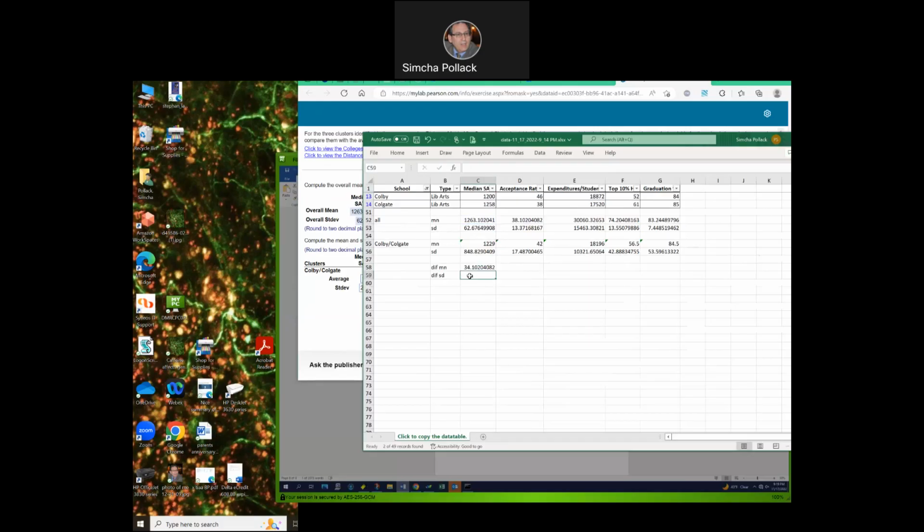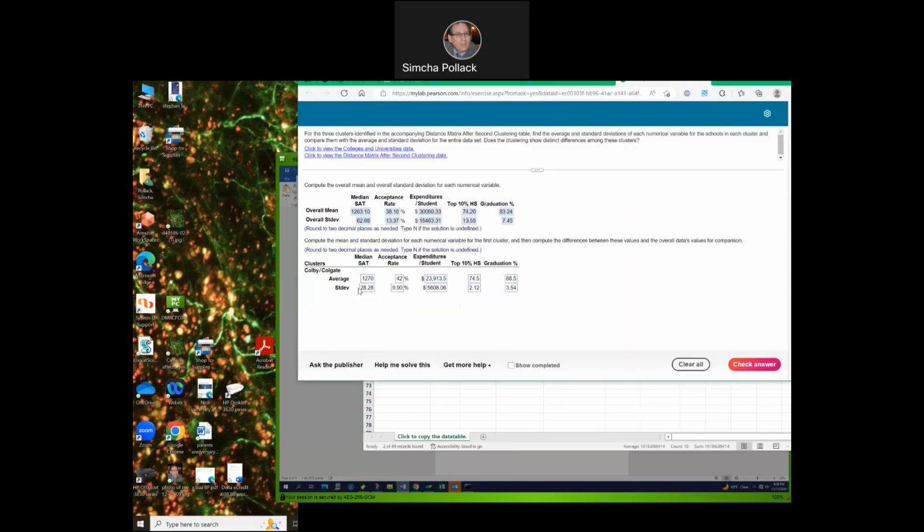Then he wants you to subtract, equals C53 minus C56. That difference is 786.62 versus 848. Now we drag this down to get the differences, and now we have the results for the difference. Let's see, 34 minus 786.